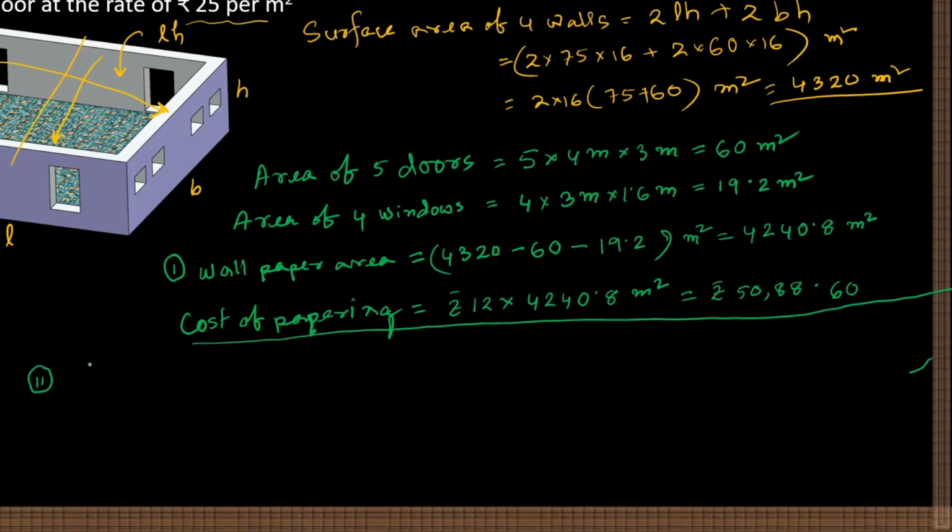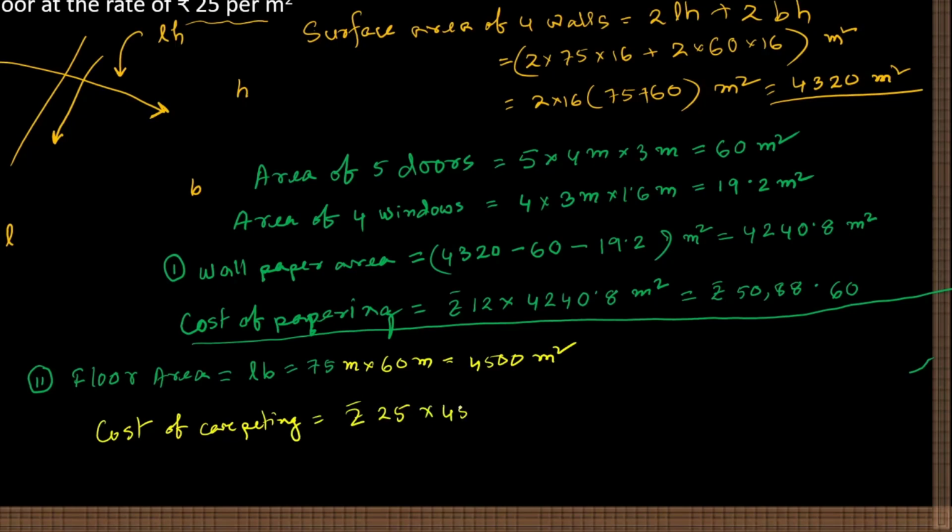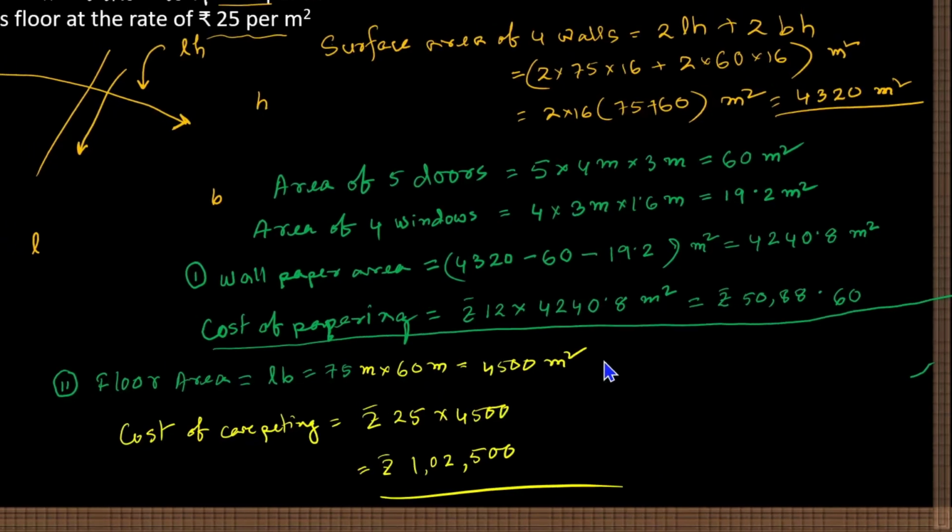Number 2, cost of carpeting the floor. So we have to first find out the floor area. Floor area is equal to L multiplied by B. So this is 75 meter multiplied by 60 meter is equal to 4500 meter square. So the cost of carpeting is equal to, per meter square cost is rupees 25 multiplied by 4500 meter square. So that is equal to rupees 1,12,500. The total cost of carpeting the floor at the rate of rupees 25 per meter square.